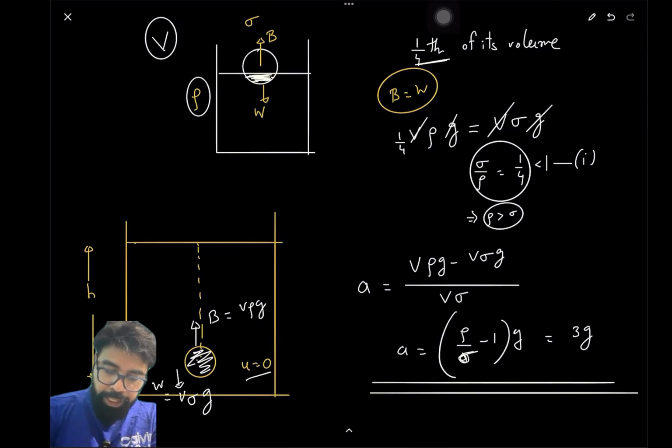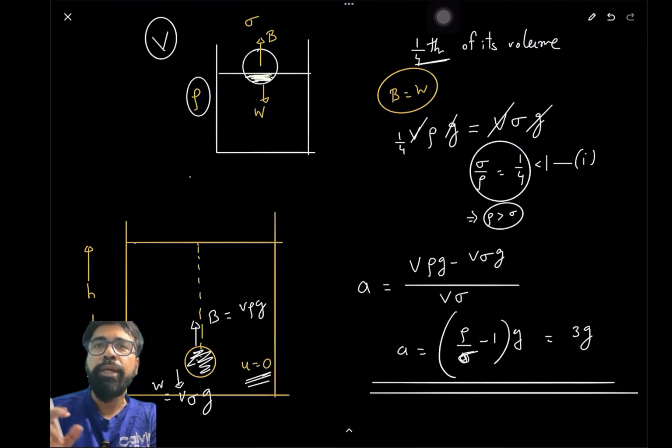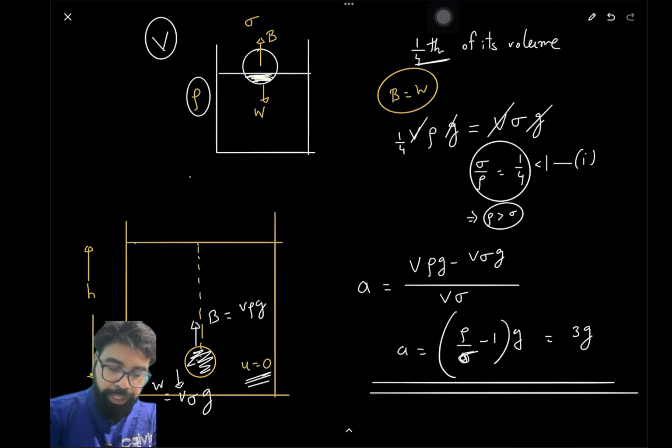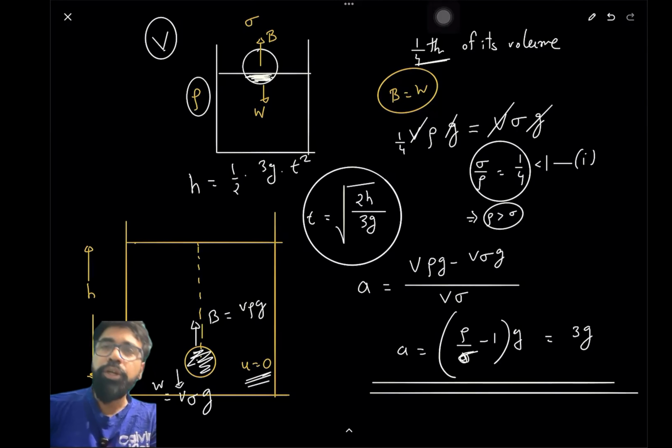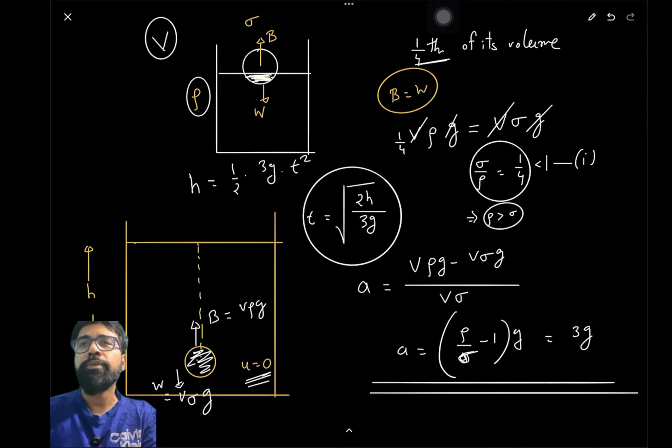And because it is released from rest, u is 0 and the acceleration is constant, so we are going to apply kinematics. We'll use the formula s is equal to ut plus half at square. And what is the displacement of this body? It is h. u is 0. So what is a? It is 3g. And what is the time? Let me call it t. So t square, t is coming as root of 2h by 3g. So this body will come up to the liquid surface in this time.